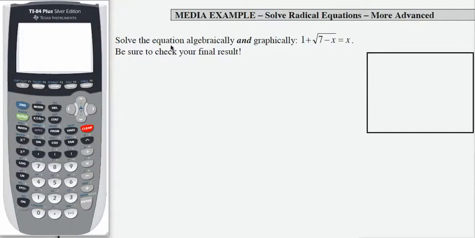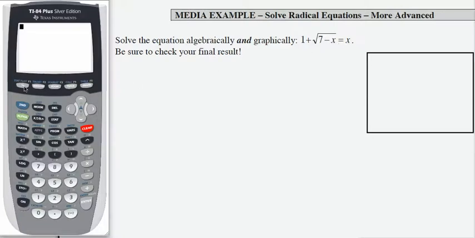I'm asked to solve an equation algebraically and graphically. I'm going to start graphically because then that will help me know where I'm headed with the algebraic solution. The equation is 1 plus the square root of 7 minus x equals x.